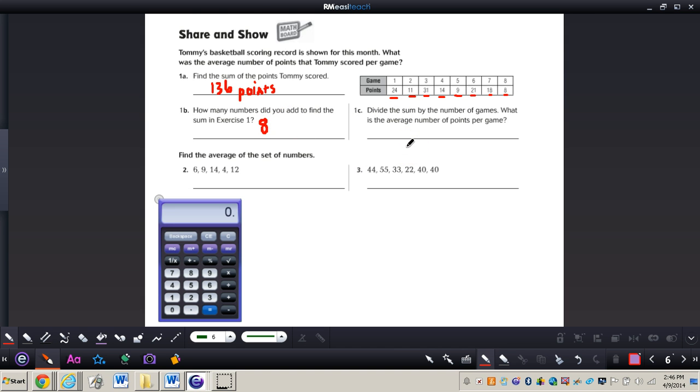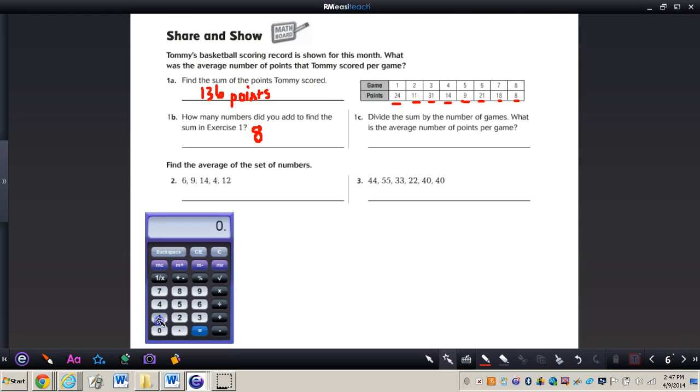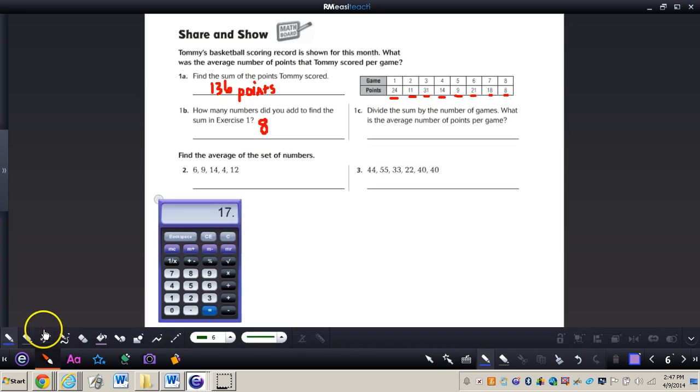Now for 1C, it says divide the sum by the number of games. What is the average number of points per game? So what we do is we will take 136. We're going to divide that by 8 because that's how many add-ins we had, and that will give us the answer of 17. So we could say 17 points.